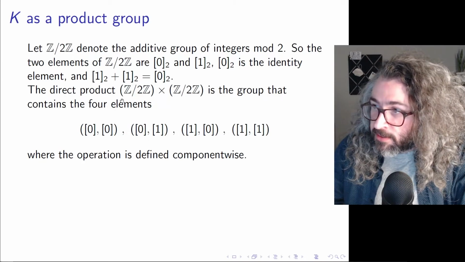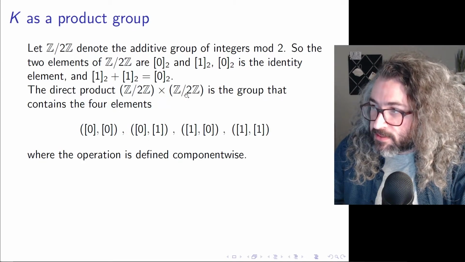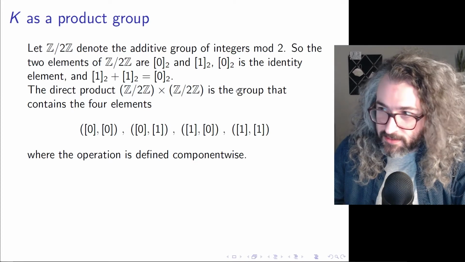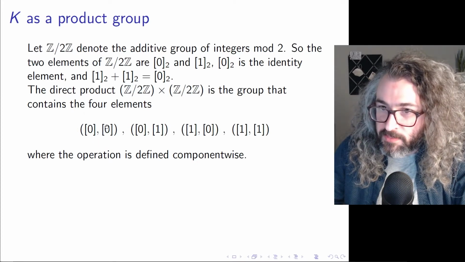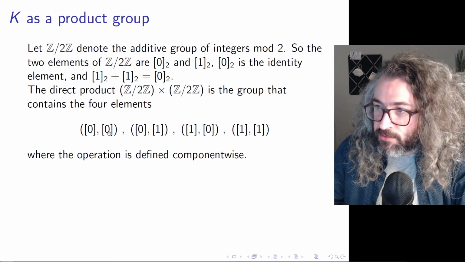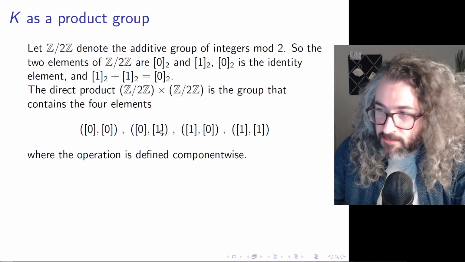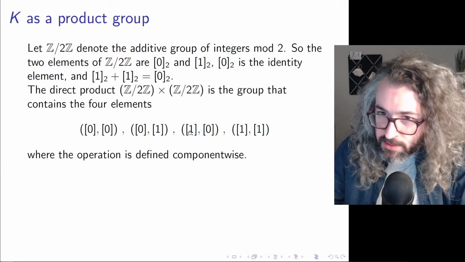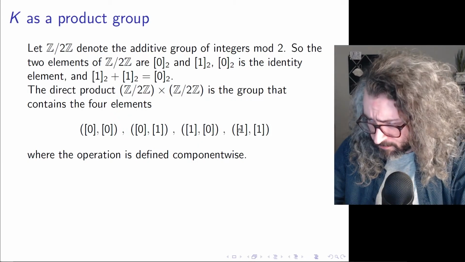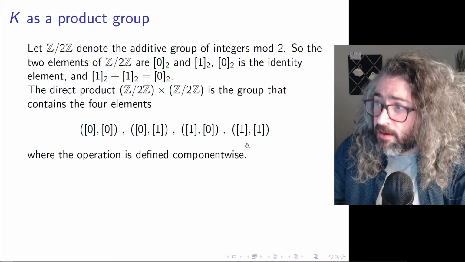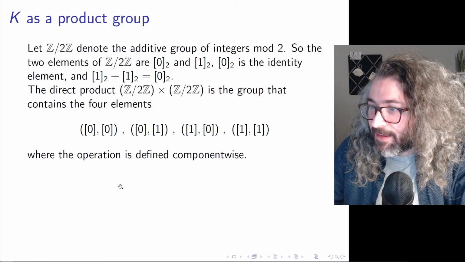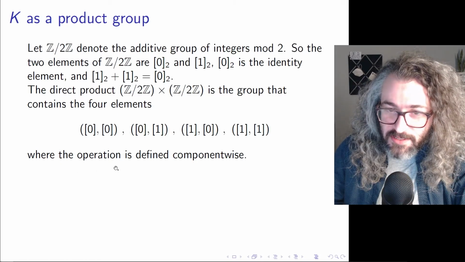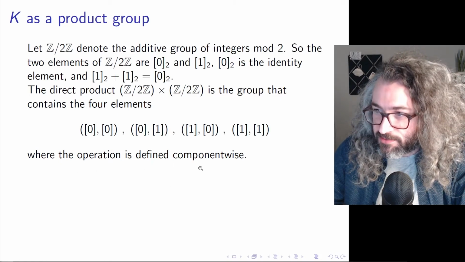The direct product of Z mod 2Z with itself is the group that contains these four elements. So there's one element that's got 0 in both coordinates. There's another element that's got 0 in the first, 1 in the second. And then there's another that's got 1 in the first, 0 in the second. And then there's another that's got 1 in the first and 1 in the second. And the group operation here is just component-wise addition.